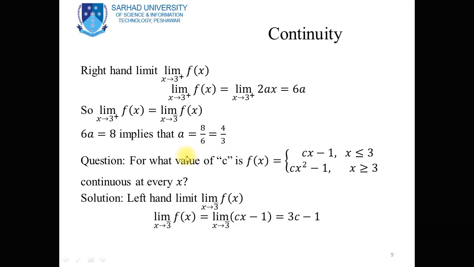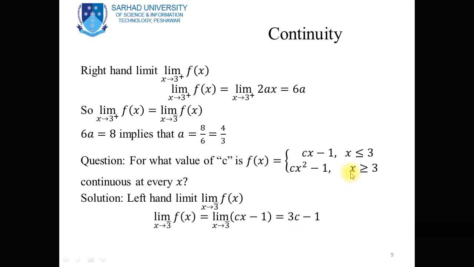Now another problem: for what value of c is this function equal to cx minus 1 for x less than or equal to 3 and cx square minus 1 for x greater than or equal to 3? In this problem we want to find the value of c. So first of all we find the left hand limit. For the left hand limit, x less than 3, this piece will be used. So putting x equal to 3 in cx minus 1, we get 3c minus 1.